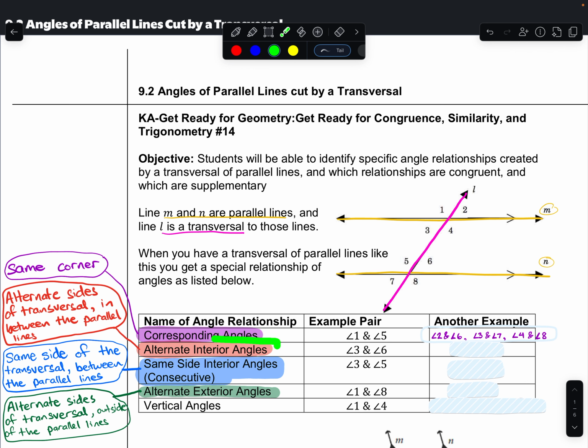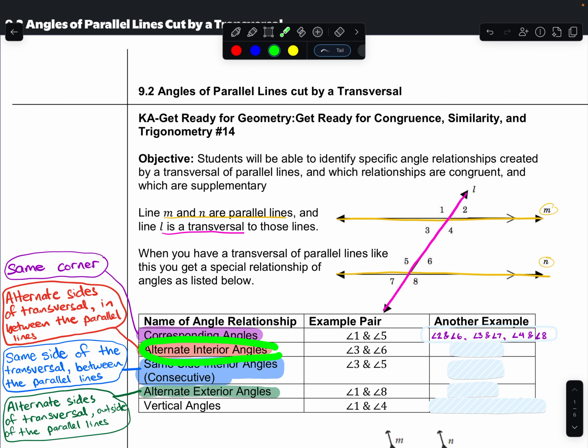All right, the next angle relationship is alternate interior angles. And again, I wrote these little blurbs here just to kind of explain what those names mean. For most of these, the name is kind of self-explanatory. You just need to know what the words alternate or same side mean, and then interior versus exterior.